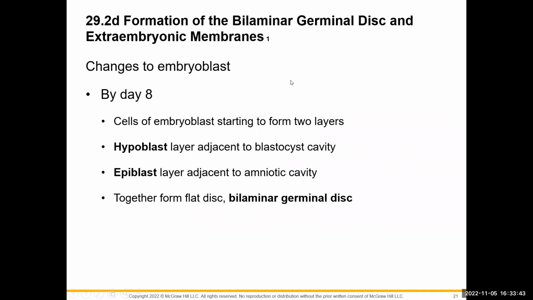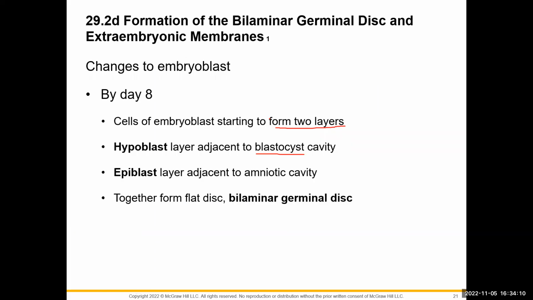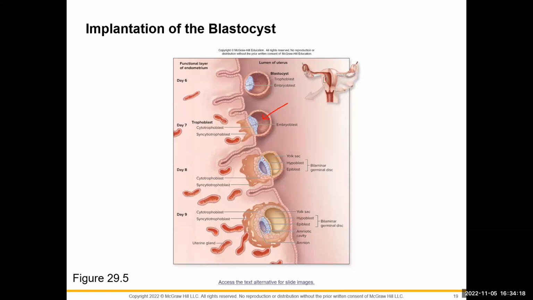All right, so the embryoblast now is going to give us some differentiation and form those 2 cell layers that we're going to call the bilaminar germinal disc. So the layer that's closest to the blastocyst cavity, and that's that original cavity that we see right here. This is the blastocyst cavity, right? We're going to call that the hypoblast. And then the layer that is going to be adjacent to the amniotic cavity, that's that newly formed cavity here, right? You can see this nice little cavity forming, right?